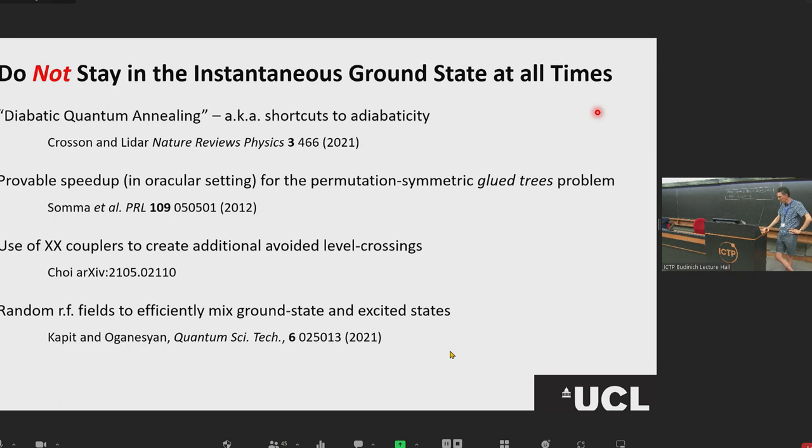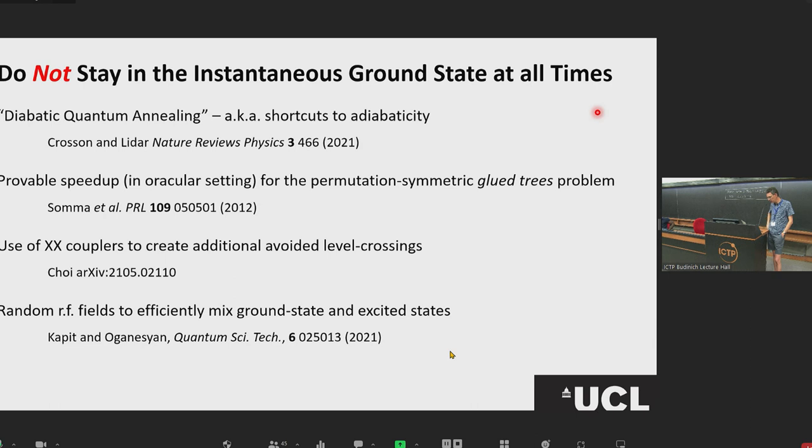And this goes back, I guess, to 2012 in this paper by Orlando Sommer and colleagues, where they showed there was a provable speed up, at least in an oracular setting, for this specific permutation symmetric problem called the glued trees. More recently, Vicky Choi has published a very nice paper on how you might use XX interactions in your Hamiltonian in order to effectively engineer a structure which gives you the required avoided level crossings.